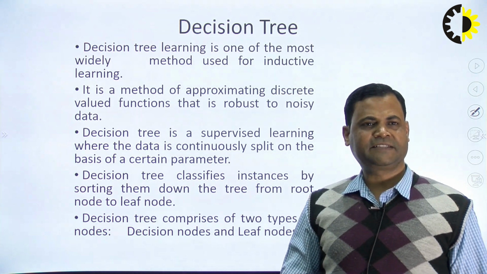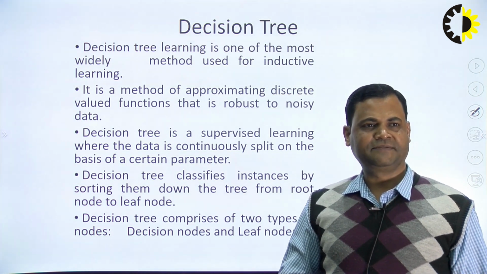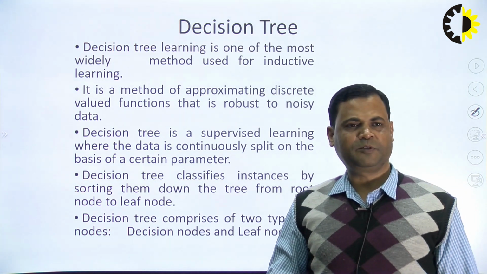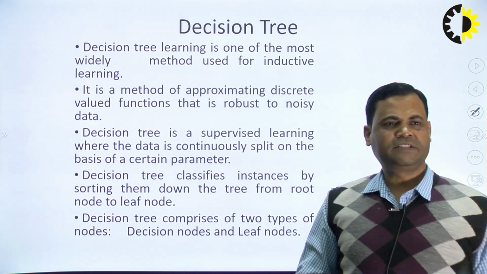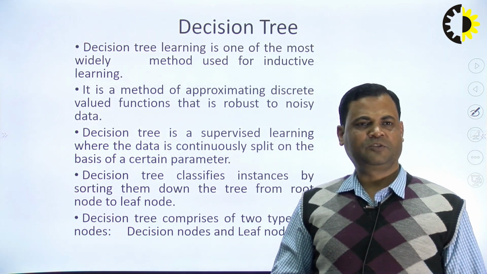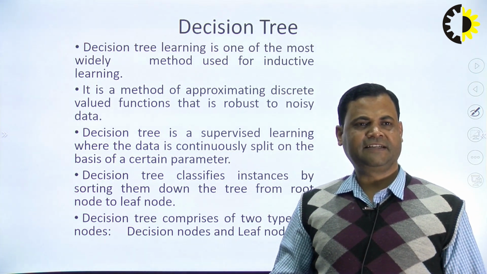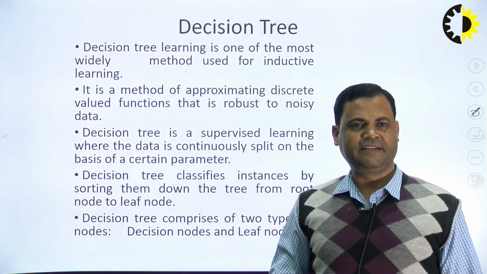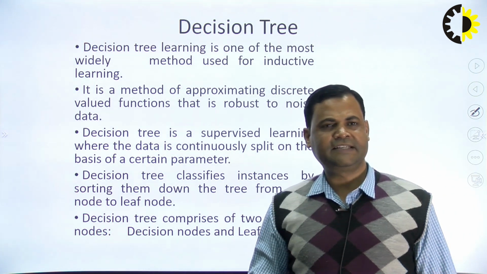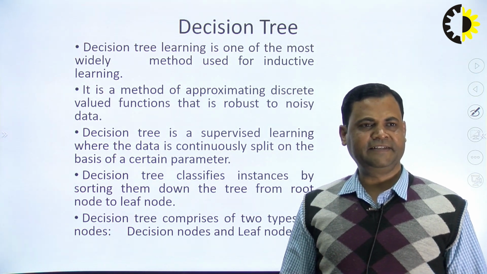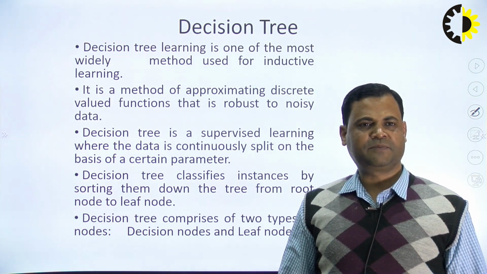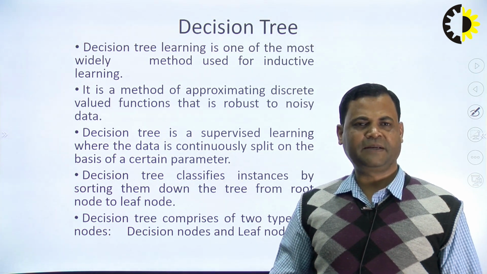Decision tree is basically a supervised learning method. Basically, we have three types of learning in machine learning. So decision tree is a supervised learning technique. Other techniques are unsupervised learning and reinforcement learning. So out of these three learning techniques, decision tree is a supervised learning technique where the data is continuously split on the basis of certain parameters.